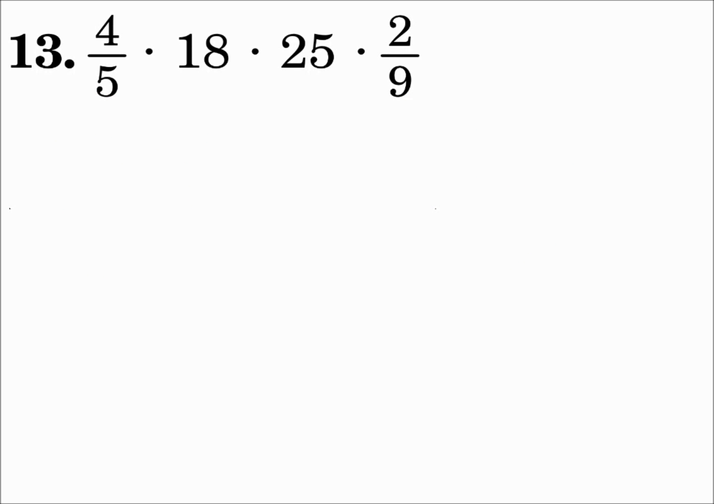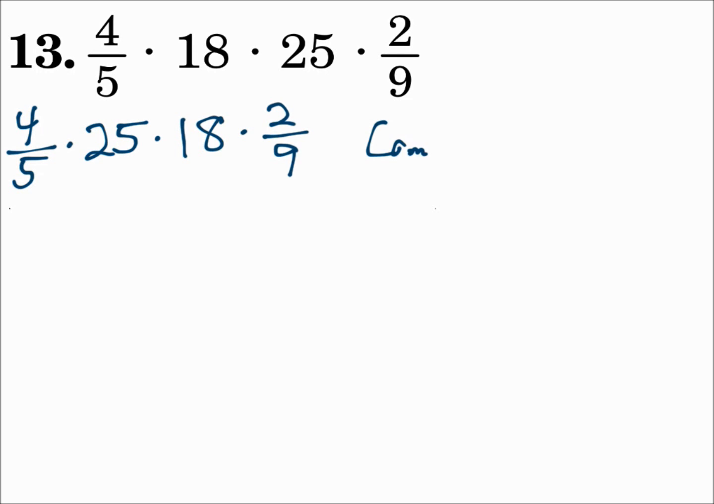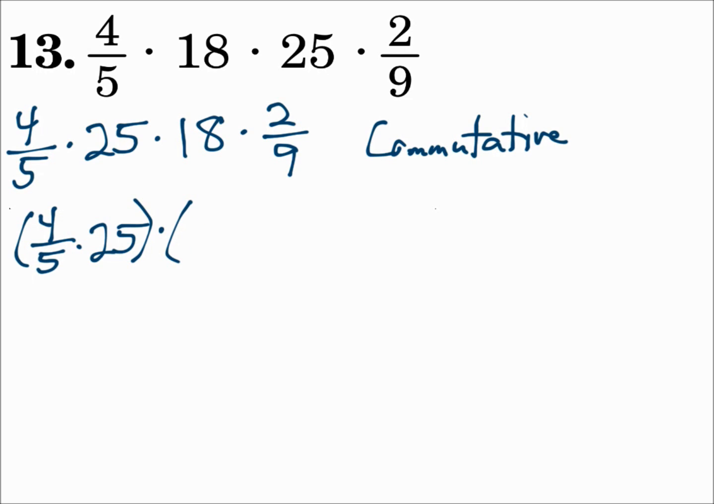Number 13 has fractions. What can I multiply 4/5 by to give me an easy number? It should be something divisible by 5, like 25. So let's rearrange those. And 2/9 can be multiplied by 18, since 18 is divisible by 9. Reorder with the commutative property. Put parentheses around those with the associative property.